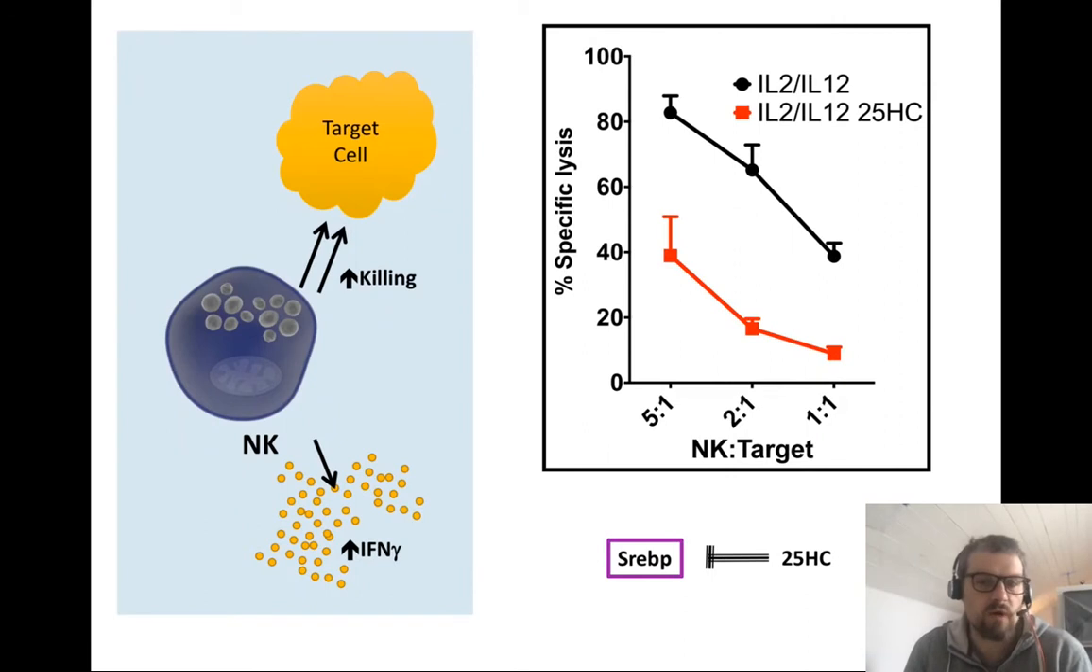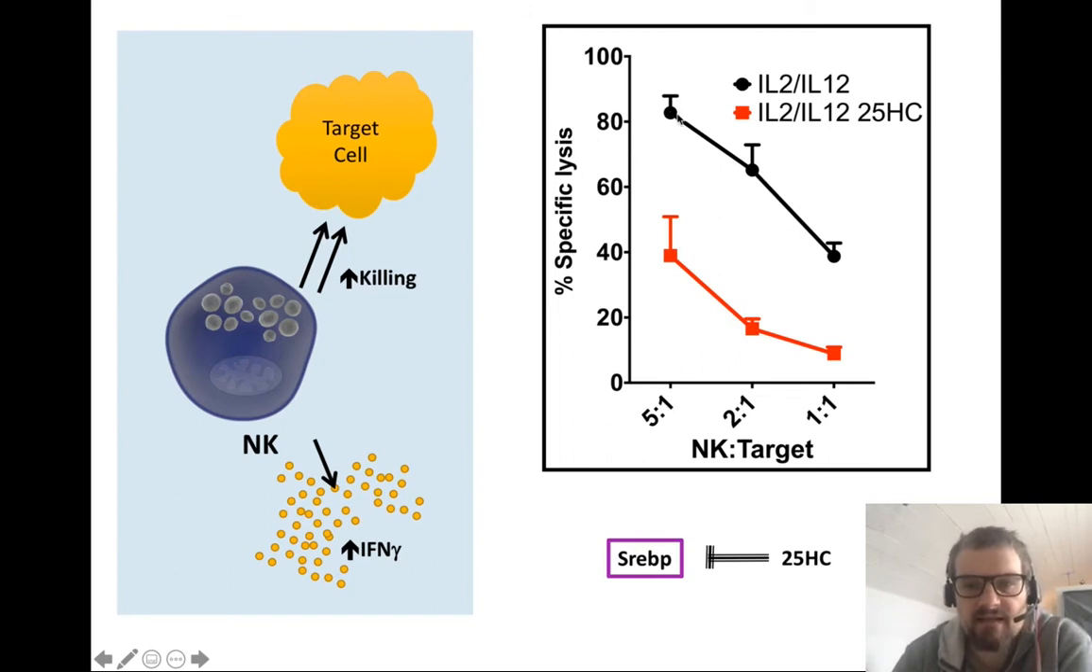So here's just one little piece of data to confirm that. If we use an inhibitor of SREB, 25-hydroxycholesterol, and look at the ability of these cells to kill target cells. So this is just a cytotoxicity assay where we put NK cells with tumor cells at different ratios, and we have the tumor cells loaded with a fluorescent dye. So when they're killed, they release the dye, and it's very easy to measure specific lysis.